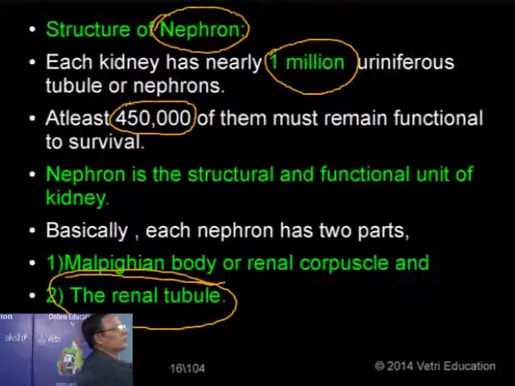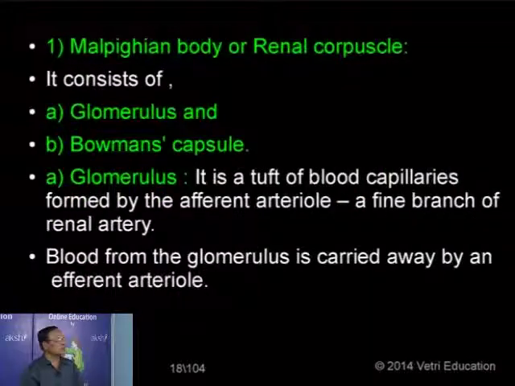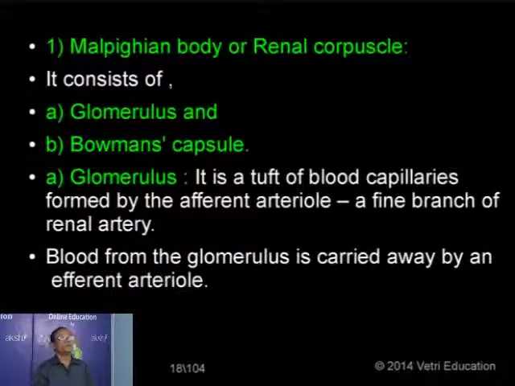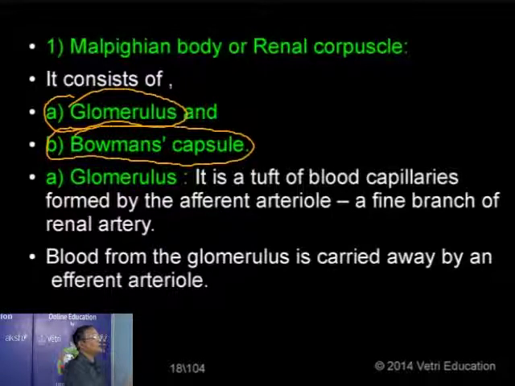Now let's talk about the Malpighian body. What do you mean by a Malpighian body? It is also called the renal corpuscle. Once again, it is formed of 2 components. One, the glomerulus, a tuft of capillaries, for example 50 capillaries. And number 2, a cup-shaped, double-walled structure, namely the Bowman's capsule, which provides a place for the glomerulus. So the glomerulus and Bowman's capsule together are known as a Malpighian body or renal corpuscle.